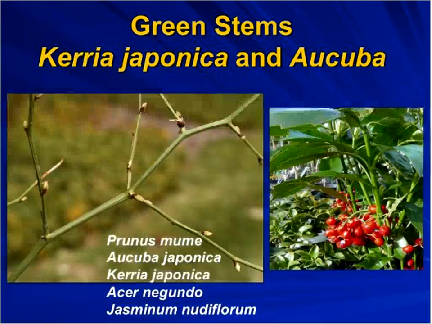Oh, green stems. This is pretty prevalent, but yet very, very obvious, very noticeable if you take a chance to look at the stem. Kerria japonica is one here on the left. In the middle of the winter, the Japanese rose, very distinguishable green stems. Aucuba japonica. Most people do not have trouble with identifying Aucuba, but nonetheless, it too has these bright green stems.